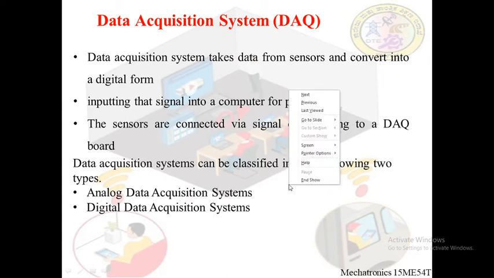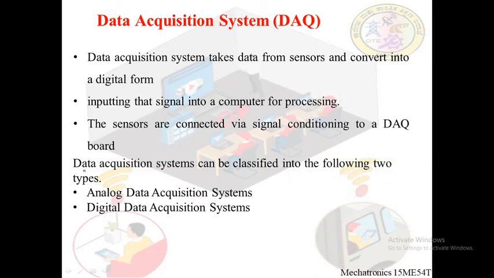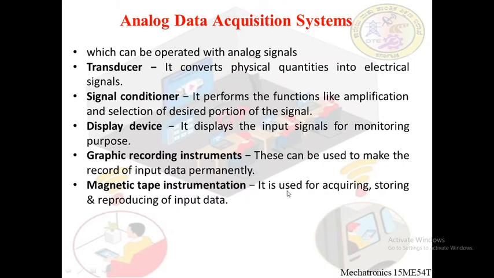We have different kinds of data processing. Mainly, data acquisition systems can be classified into analog data acquisition systems and digital data acquisition systems. Analog data acquisition systems operate with analog signals, as the name itself indicates. The basic elements of analog data acquisition systems are transducers, signal conditioners, display devices, graphic recording instruments, and magnetic tape instrumentation. All these are housed within an analog data acquisition system.